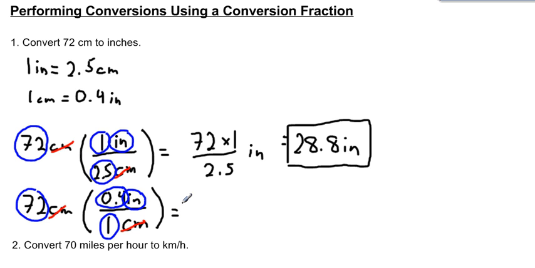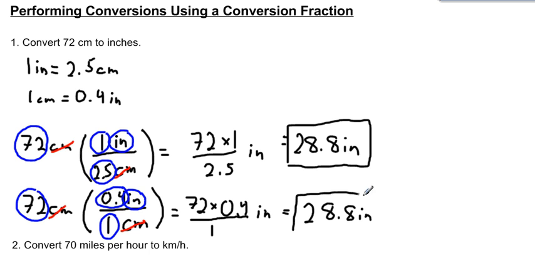So to write out our expression for that, we would have 72 times 0.4 divided by 1 will be our answer in inches. Again, we'll go to our calculators and we'll type in 72 times 0.4 divided by 1. And again, we get 28.8 inches. So we get the same answer regardless of which equivalency expression we used.